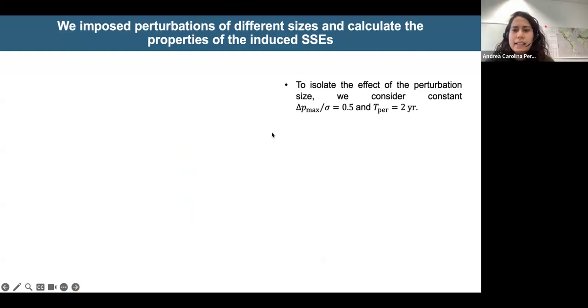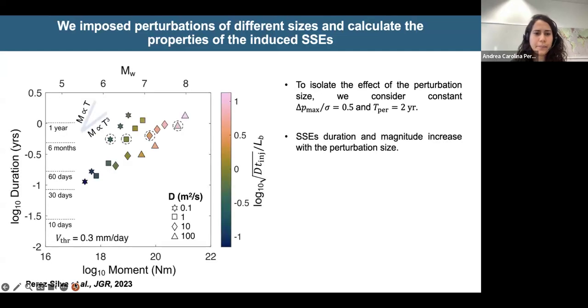So to isolate the effect of the perturbation size, we consider constant amplitude of the perturbation and the perturbation period. So we imposed perturbations of different sizes to calculate the properties of the induced SSEs. I'm going to show the results here. In this plot, I am showing the duration in log scale and the moment of induced SSEs. And this color bar indicates the size of the imposed perturbation normalized by the characteristic nucleation length.